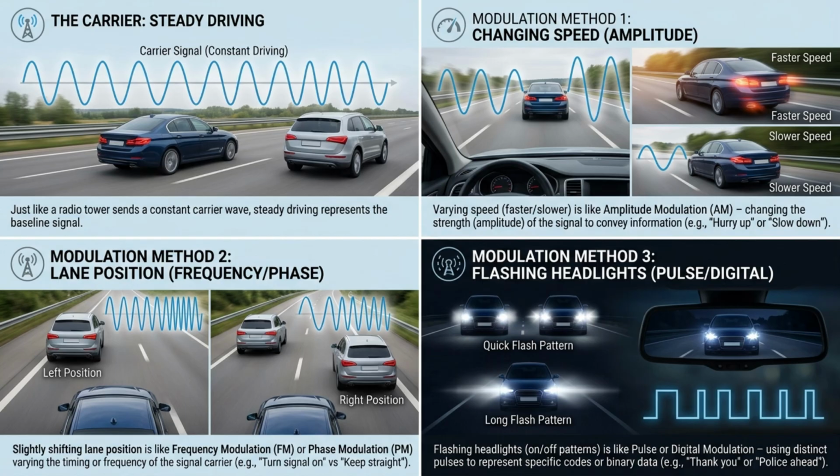Intuitively, imagine driving a car to communicate with another driver. You could vary your speed, change your lane position, or flash your headlights. Each method conveys information differently, yet the purpose remains the same: sending a message. Modulation works in a similar way by choosing different carrier properties to represent information.